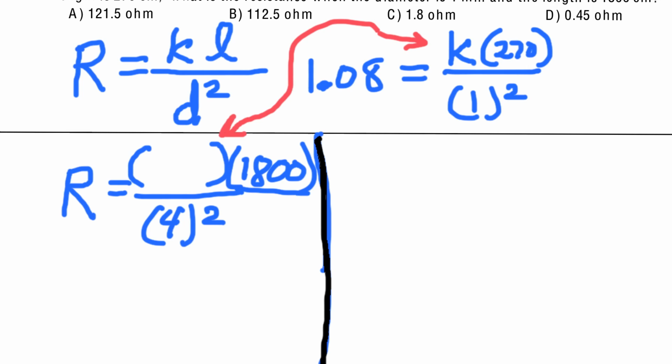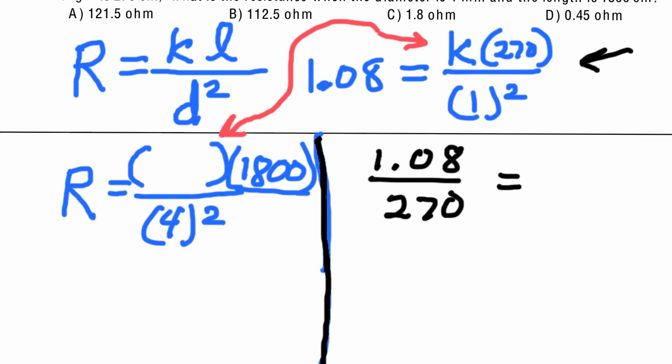Alright, so we solve this one first to get our K. Okay, so 1 squared is just 1, so actually we have 1.08 equals K times 270. So we can divide both sides by 270, and we get 1.08 divided by 270, and that's going to equal our K. So K equals 0.004. We'll stick it in here, 0.004.